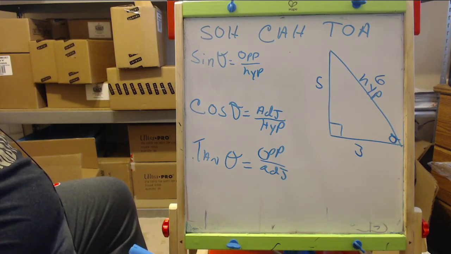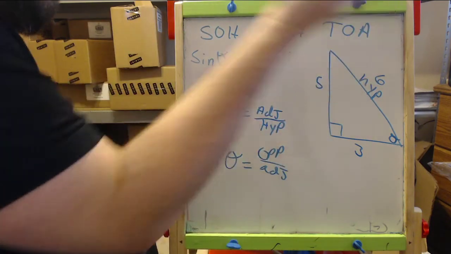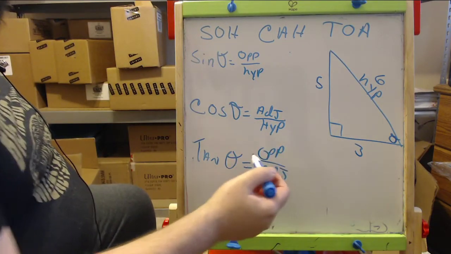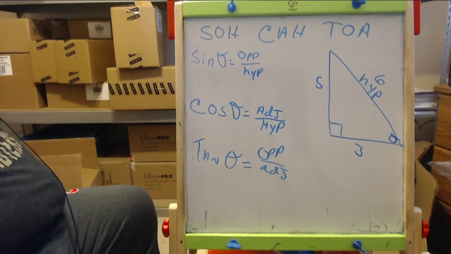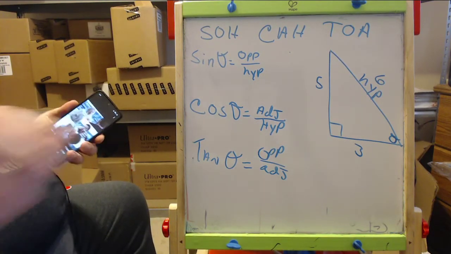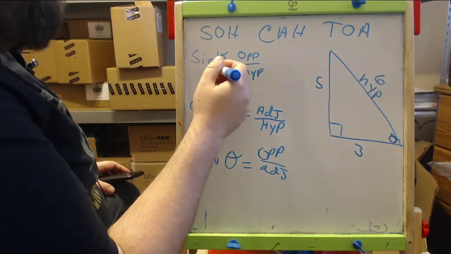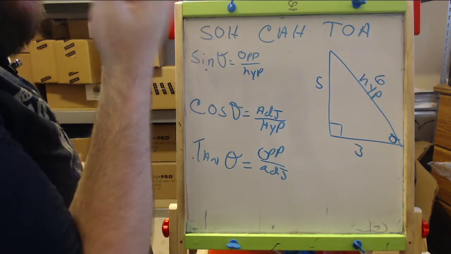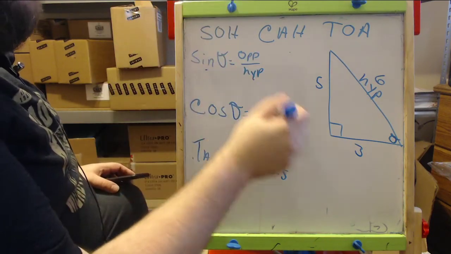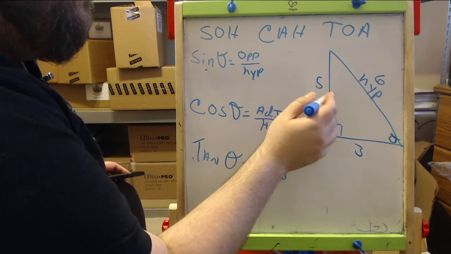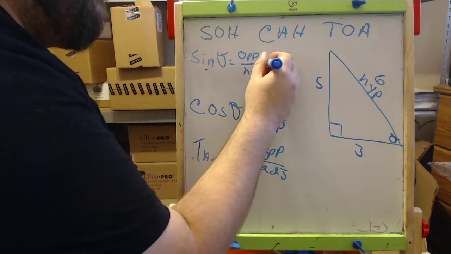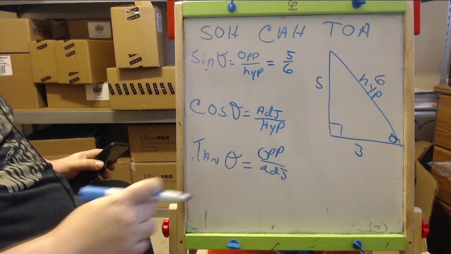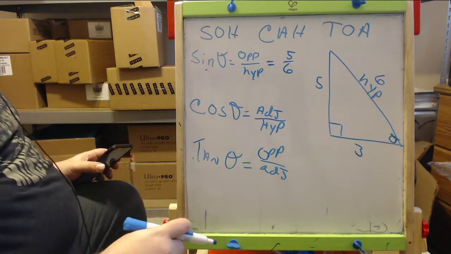How am I going to find this angle? Maybe they didn't even give us the hypotenuse, but however you want to look at it. I could use any one of these and end up with the same answer to find the angle if I knew all of this information. So let's say we wanted to use sine. Sine of the angle equals the opposite over the hypotenuse. So I would take the opposite side, which would be 5 over 6.